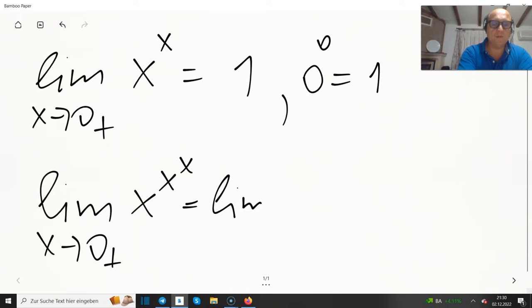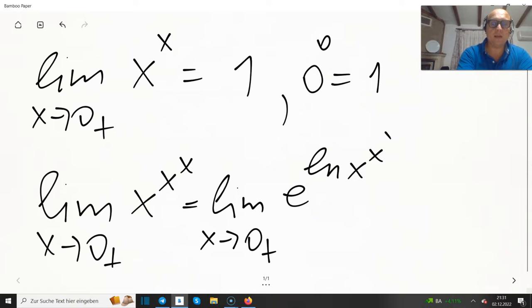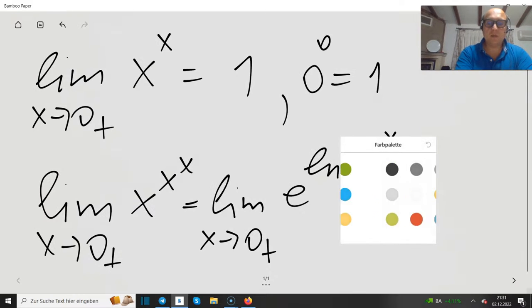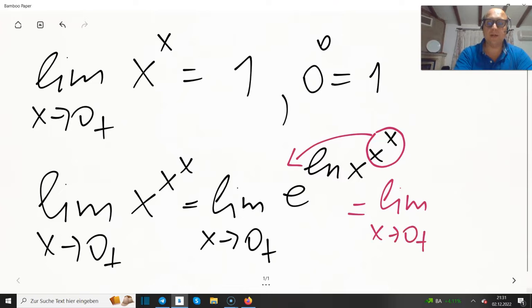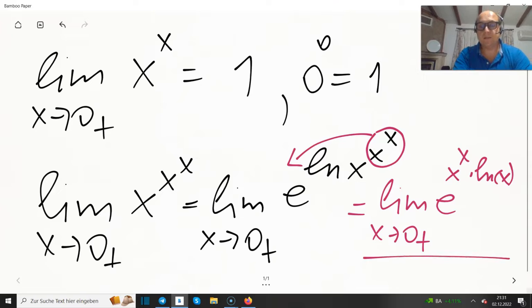So we have the limit x towards 0 from the right hand side. We have e to the power of ln of x to the power of x to the power of x. So now pay attention, this x to the power of x is the new power, so we can bring it down using the logarithmic rules. So we have the limit x towards 0 from the right hand side of e to the power of x to the power of x times ln of x. This is what we got.